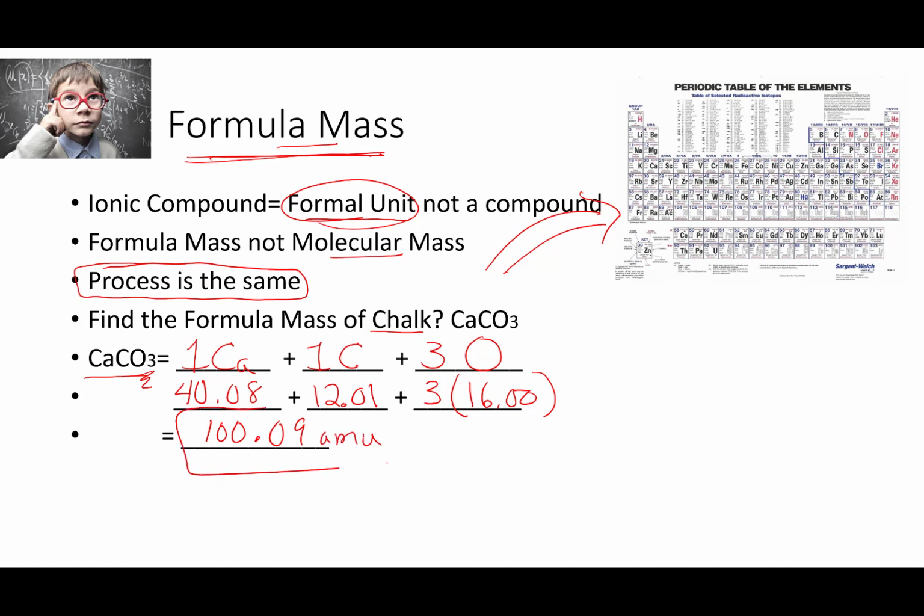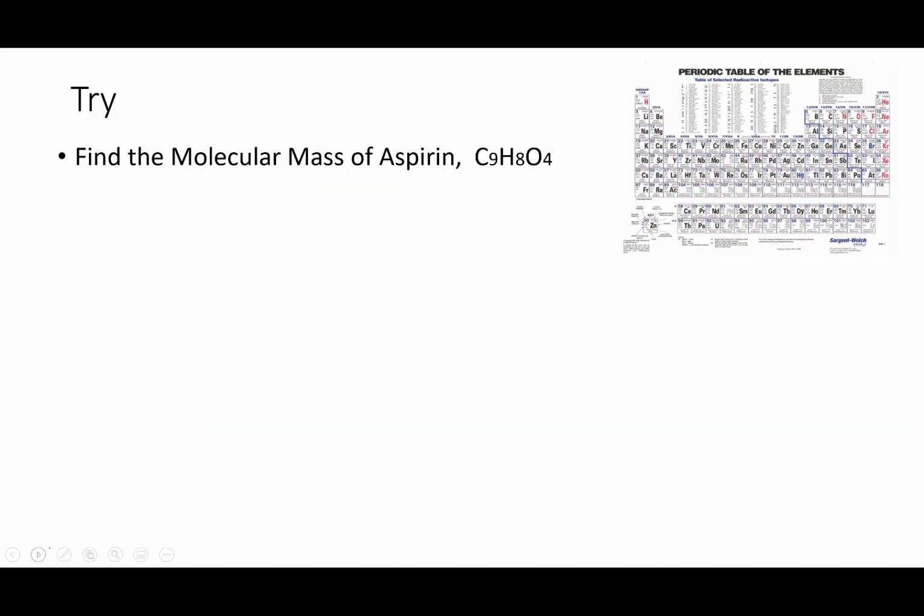AMUs. And units, ladies and gentlemen, are so important in science. We have to make sure we understand the units we're measuring something in. All right, if you think you kind of have this process down, grab your periodic table, grab your calculator, and try this one. This is the chemical formula for common acetylsalicylic acid, commonly known as aspirin, and find its molecular mass. And then we're going to go through this together. So hit pause, do this one, and then we're going to come back and do it together.